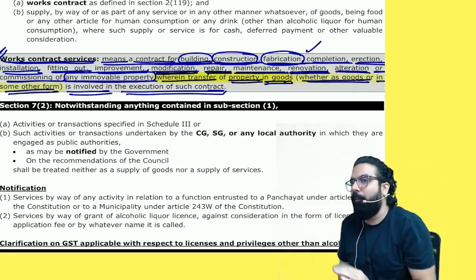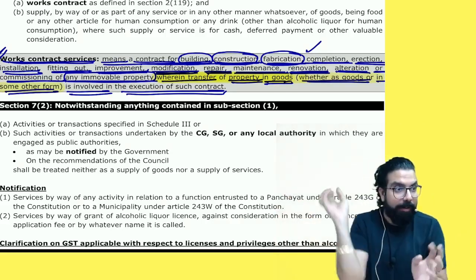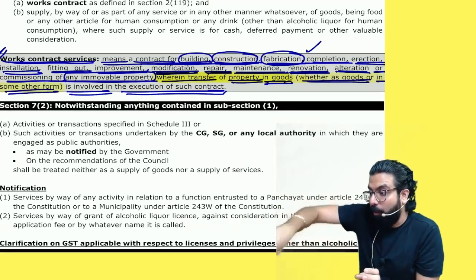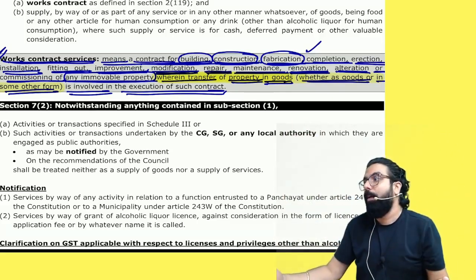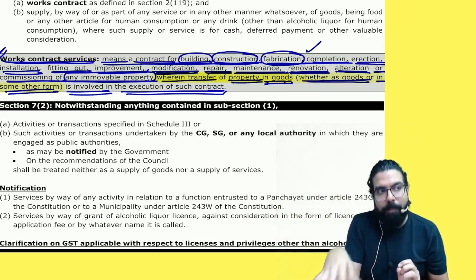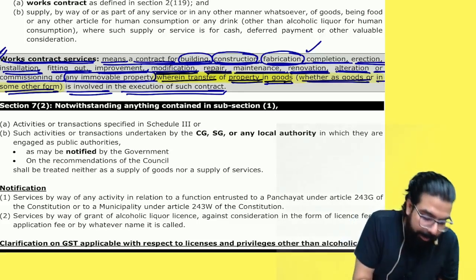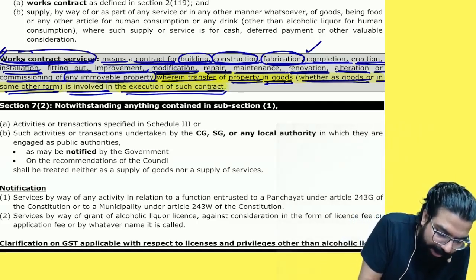Might be you made the building for me. When you make the building for me, cement, will you give me the cement in powder, thick, or will you mix it with water, make it in some other form and use it for making the building? Some other form. So whether you give me the item in goods form or in some other form is involved in the execution of such contract, then it is called works contract.